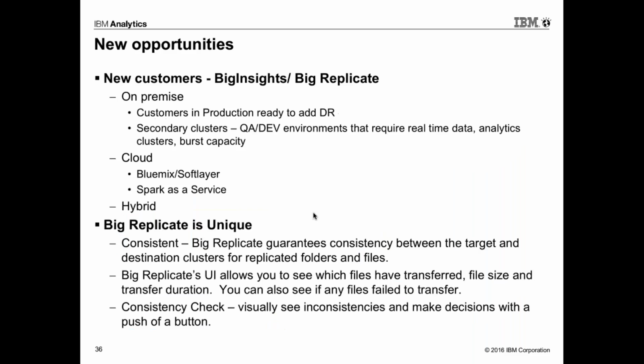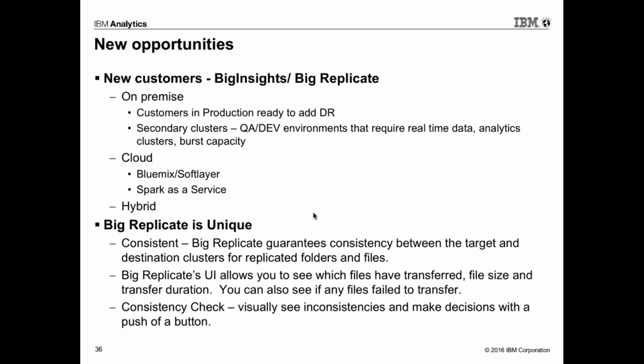There are new opportunities and new customers, points where people want to opt for Big Insights. Big Replicate is a real value add-on that comes with it, and it could be on-prem or cloud. On cloud, it could be on Bluemix, the software layer, or with Spark. On-prem, it could be with customers who are in production and ready to add a disaster recovery process, or on secondary clusters in QA or development environments, or those requiring real-time analysis or analytic clusters.